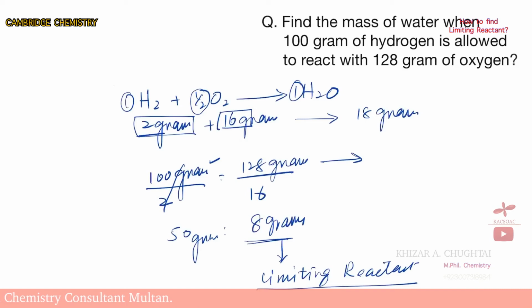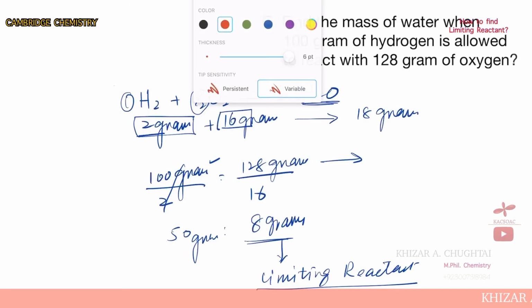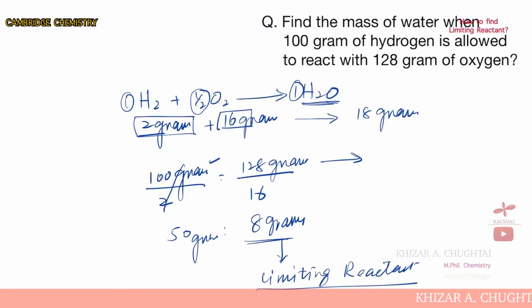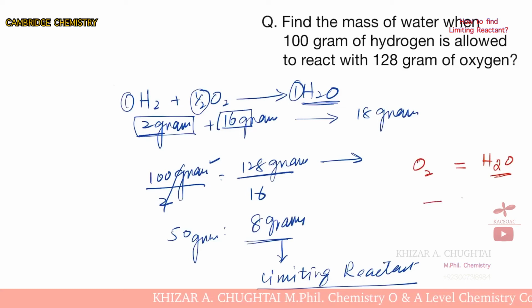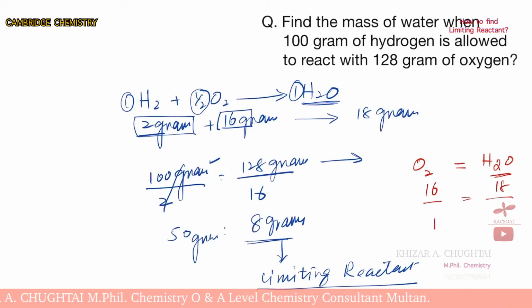So we have found that oxygen is the limiting reactant. Now the amount of water formed in this reaction will totally depend on the mass of the limiting reactant. To find the quantity of water, I am going to use the unitary method, or unitary rule. Water must be on the right-hand side with respect to the limiting reactant, that is oxygen. So once again, I'm going to put the values from the balanced chemical equation. From the equation, 16 gram of oxygen yields 18 gram of water. 1 gram of oxygen will yield 18 over 16 gram of water.